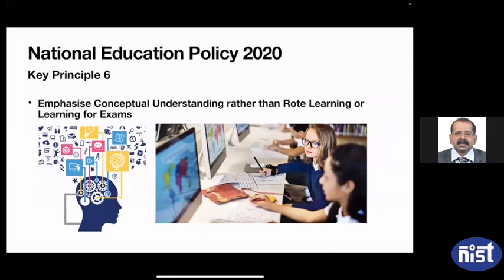Another key concept is to emphasize conceptual understanding rather than rote learning for exams. I talked about this a bit earlier also, that the exam should not be just trying to remember something and reproduce it in the exam, just writing the formulas, but it should be based on conceptual understanding.